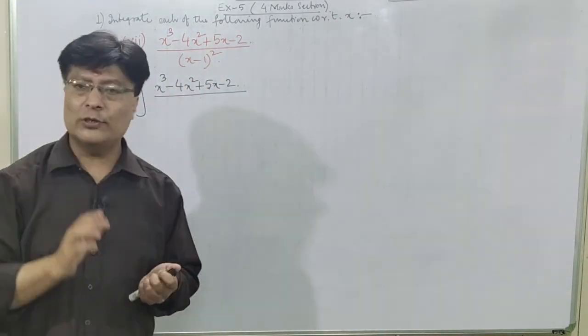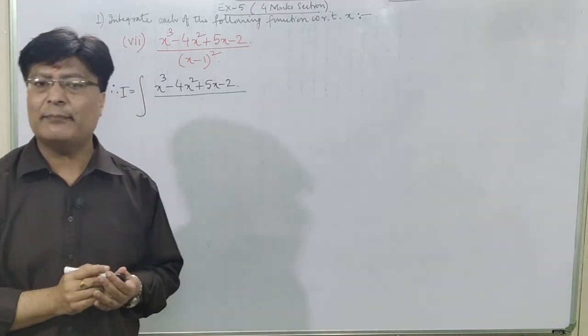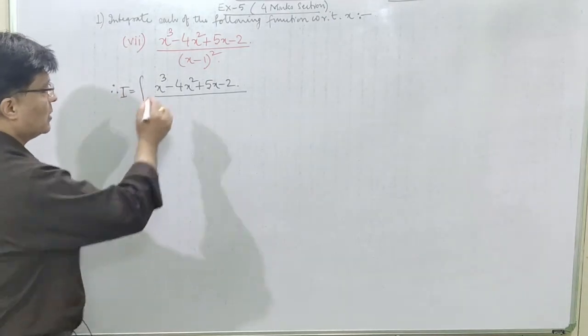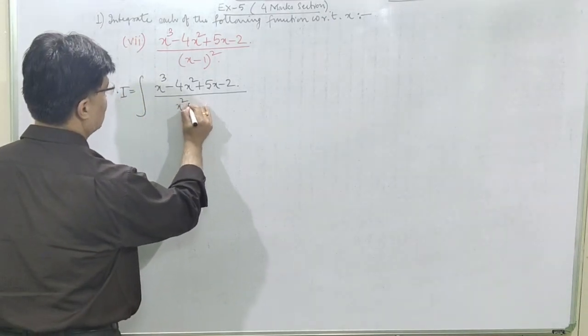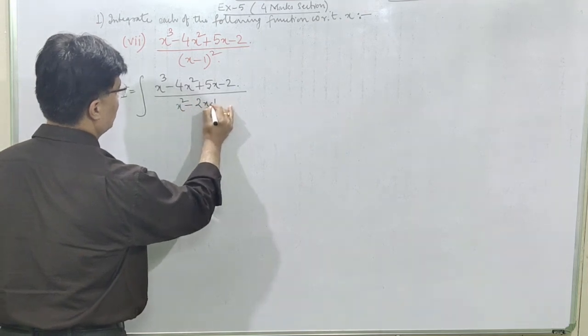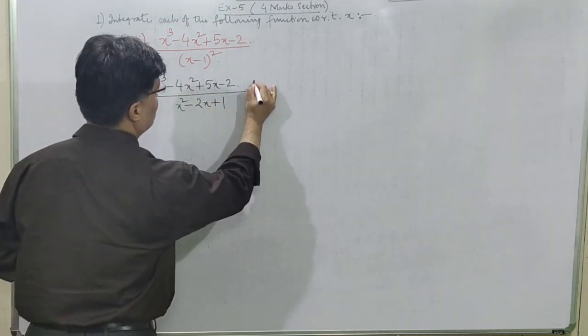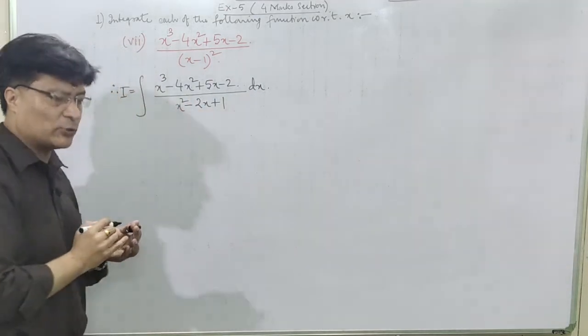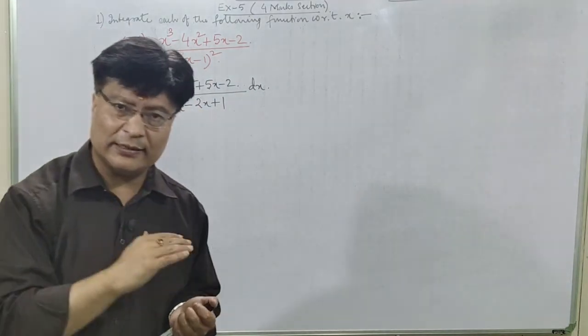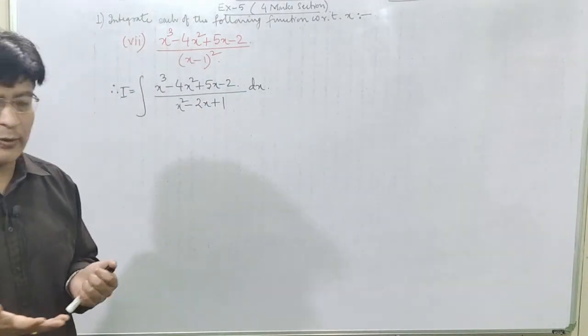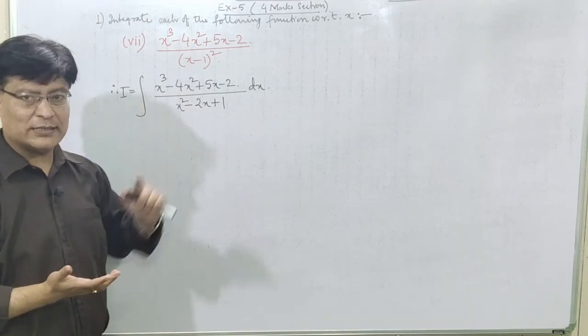x minus 1 whole square can be simplified using a minus b whole square, right? So this will be a square, x square minus 2ab, that is 2x, plus b square, that is 1. Then you should write here dx, that is with respect to x, because we are integrating this given expression with respect to x. That's why you have to write dx here.